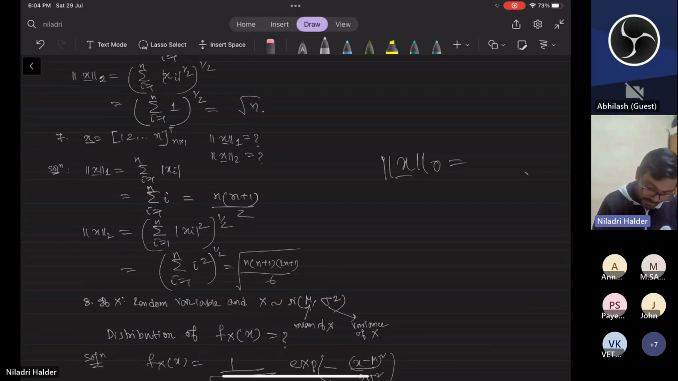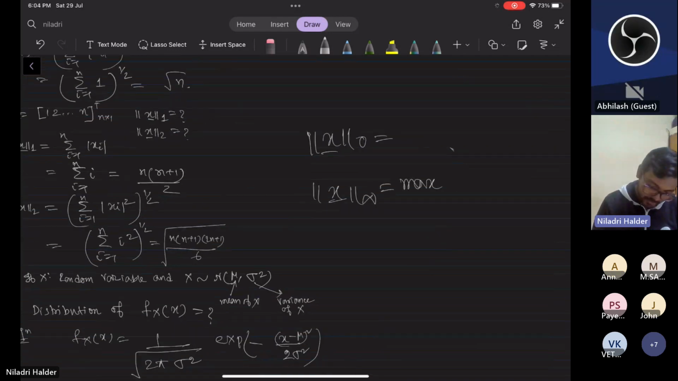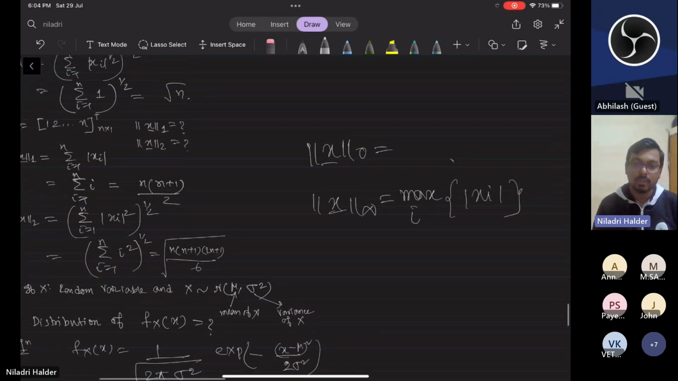The infinity norm we can write as the max of |xi|. Yeah, correct. So P can't be infinite in that formula. It will be more than one, but can't be infinite. So it will be the max of mod of xi for all i. So for that we need to find mod of xi, and for the L0 norm we need to find the number of non-zero elements.